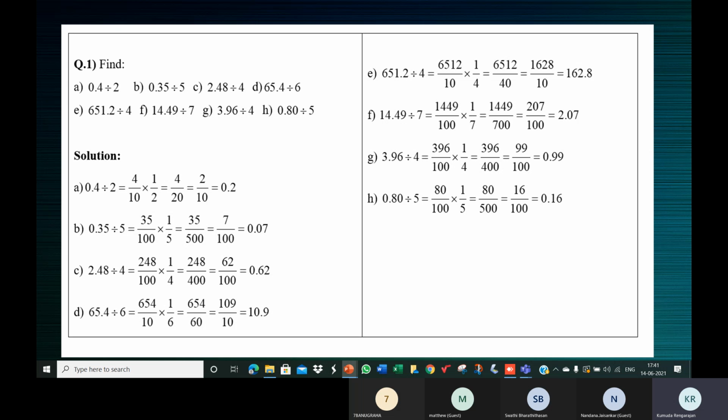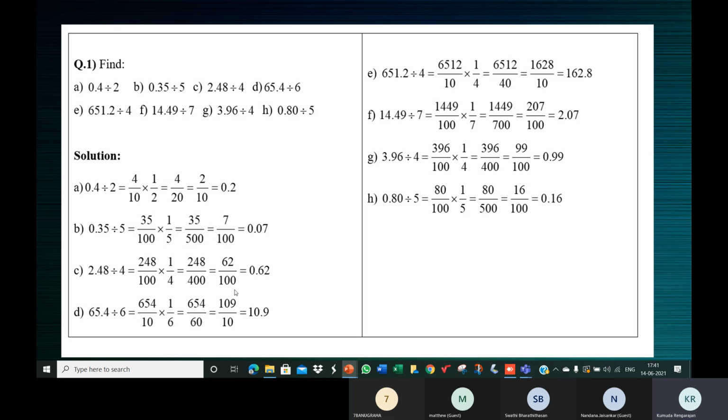After that, to what extent should you simplify? See, I've simplified. I've divided 248 by 4 and 400 by 4. I got 62 by 100. Now, can you simplify further? Yes, you can cancel 62 by 2, using the tables of 2, and you'll get 31 by 50. Why is it not simplified? Because the denominator is 100. We don't want to disturb the denominator, which is 100.